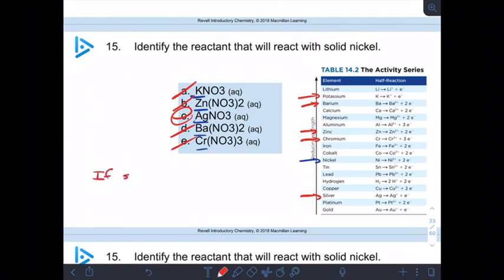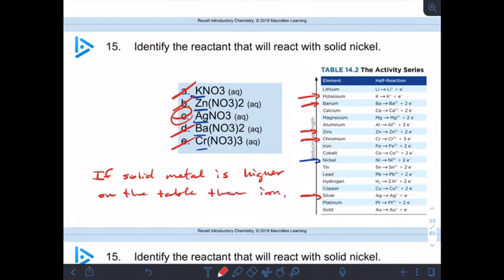But remember, if the solid metal is higher on the table than the ion, reaction will happen.